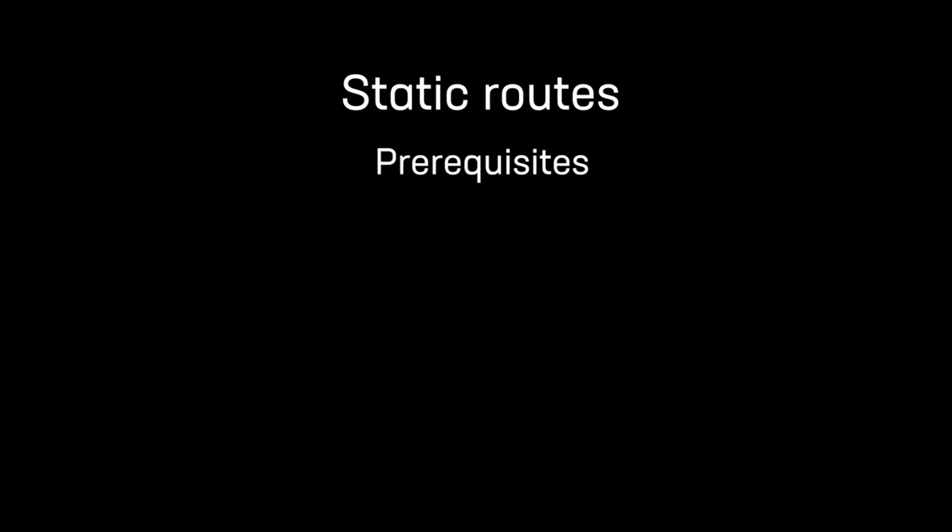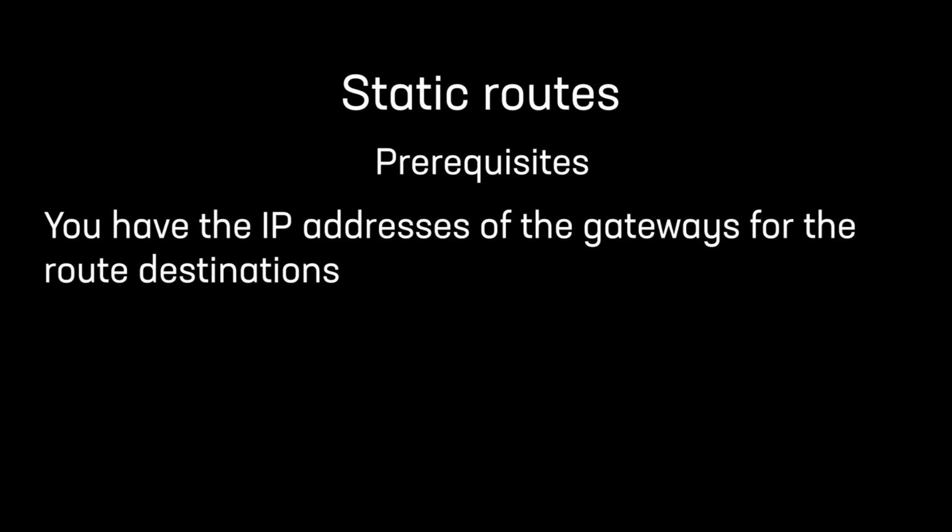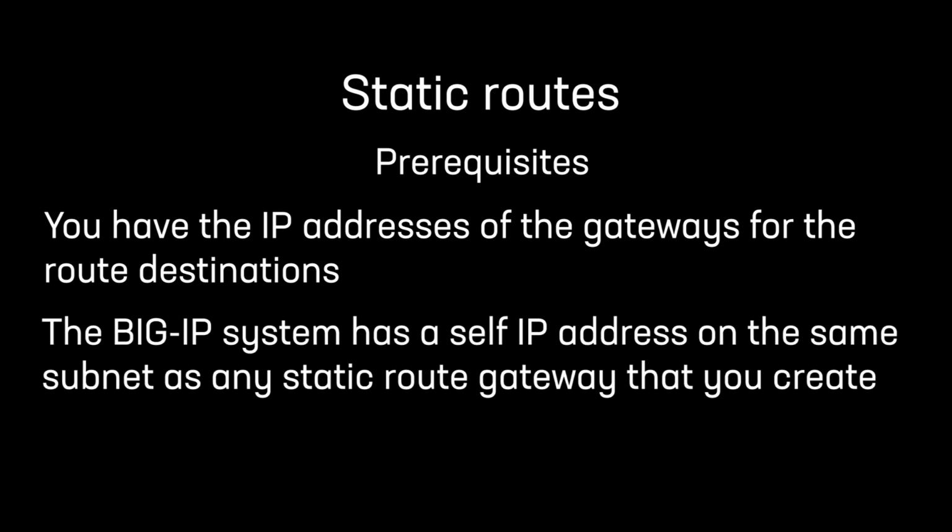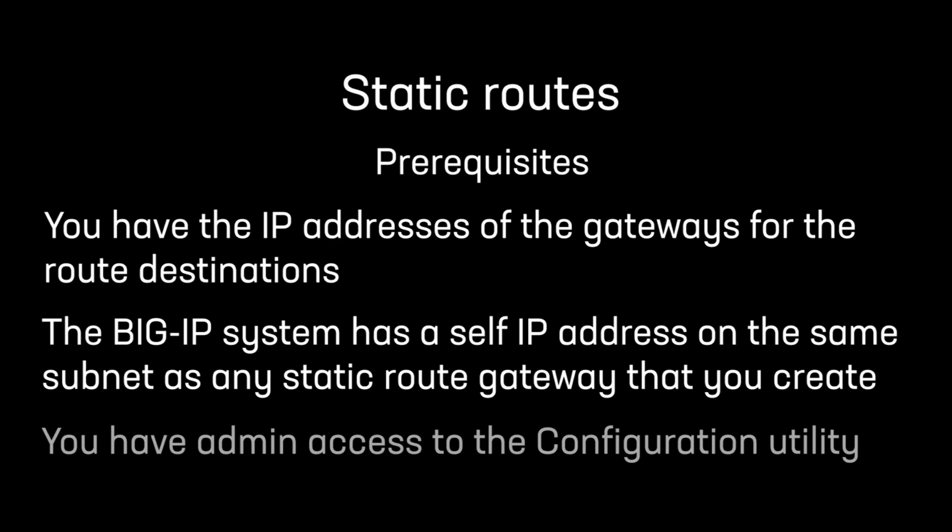Before you begin, make sure you meet these prerequisites. You have the IP addresses of the gateways for the route destinations. The BIG-IP system has a self-IP address on the same subnet as any static route gateway that you create. And you have admin access to the configuration utility.